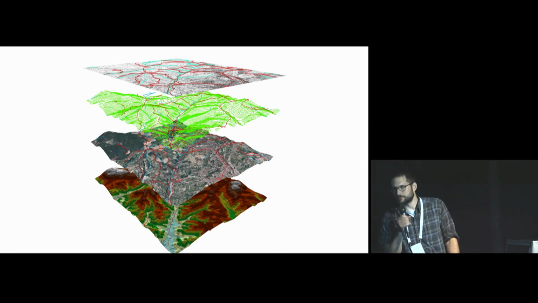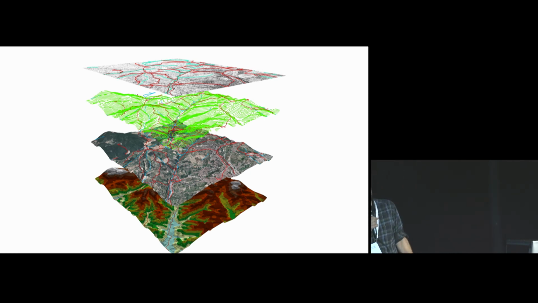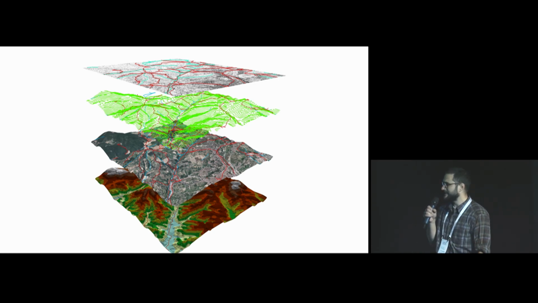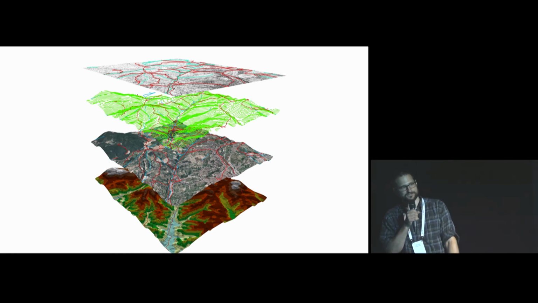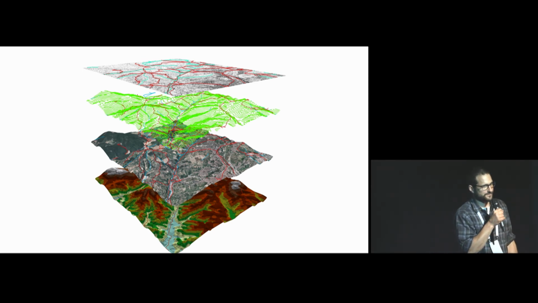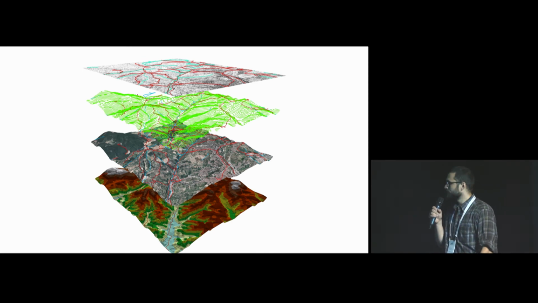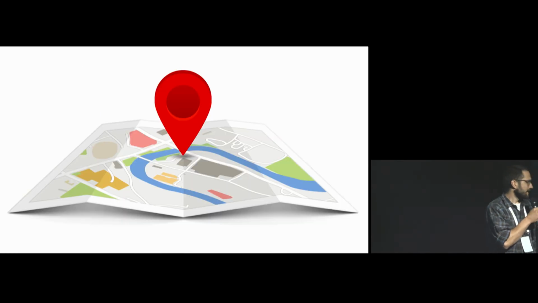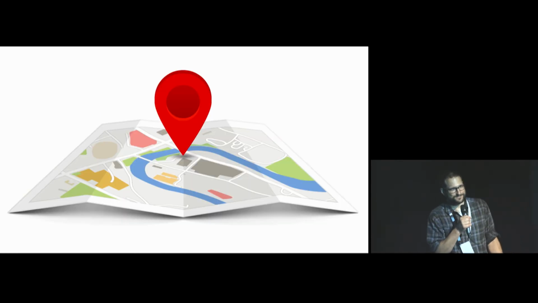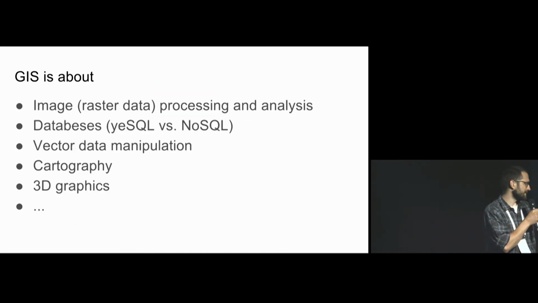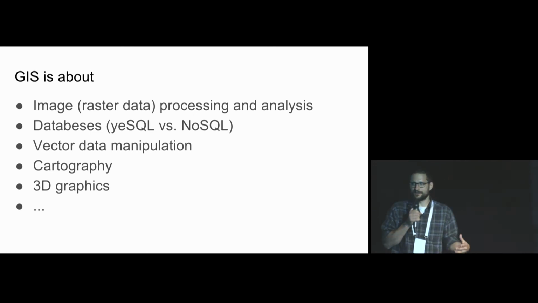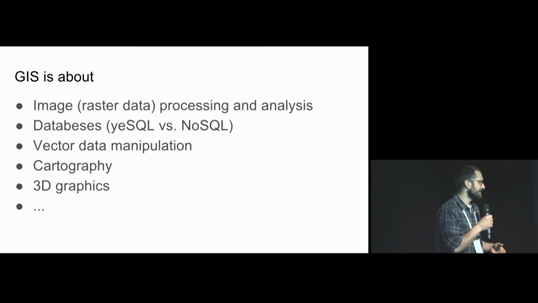What is GIS about? It's about maps, geographical information systems. Basically, we are dealing with data which are located somewhere on the Earth, or on Mars or whatever, but we know definitely where they are, because it matters where the stuff is happening, where the phenomena are happening. It's about image processing or raster data processing. It's about databases, vector data manipulation, cartography, 3D graphics, and more.